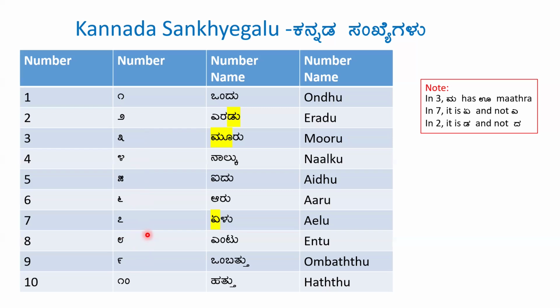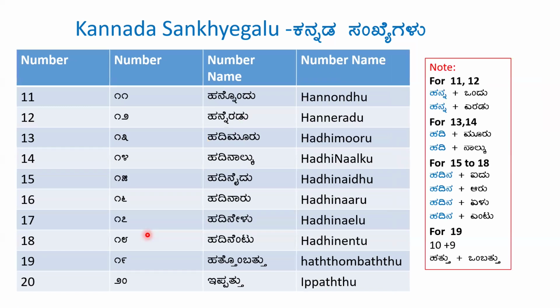Now, let's learn numbers 11 to 20. If you see 11 to 20, it looks very complicated, but in actual, it's very easy. You just need to remember some prefix which needs to be added. For 11 and 12, you need to remember the prefix hanna. And for 13 and 14, you need to remember the prefix hadi. And from 15 to 18, hadina. Fine? Then to this prefix, you need to add the number.